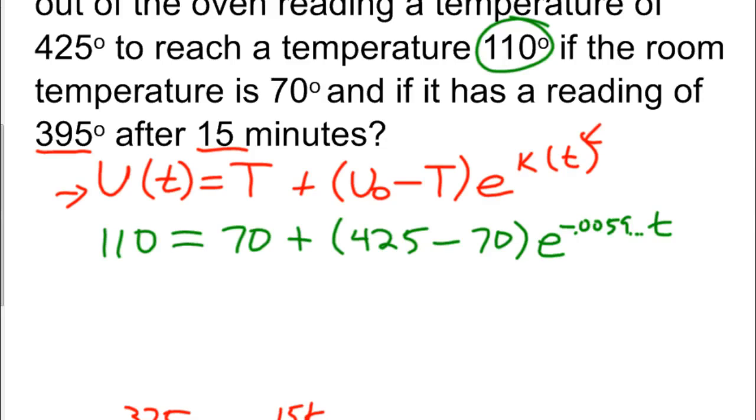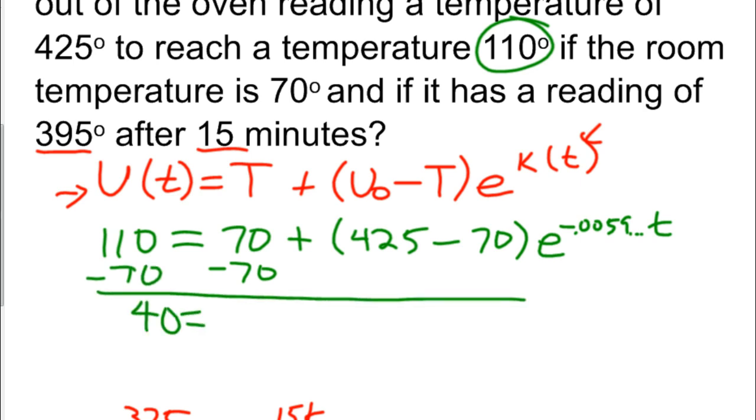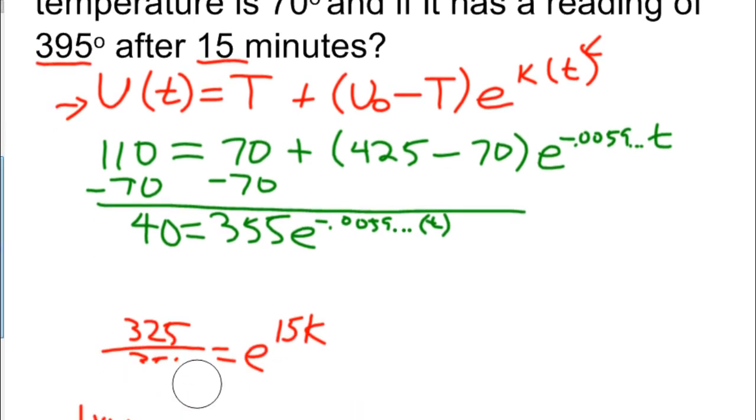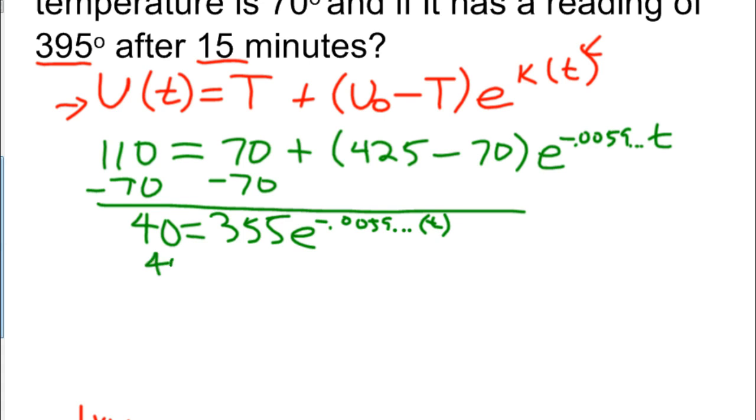So let's solve for T. I would subtract the 70 across, right? Equals, in this, again, I'm going to have 425 minus 70, which is the same as 355, right? E to the negative 0.0059, yada, yada, yada, T. Now what do I do? Divide by 355. So when I do this, I get 40 over 355 equals E to the negative 0.0059 T. And then put it in log form. ln of 40 over 355.